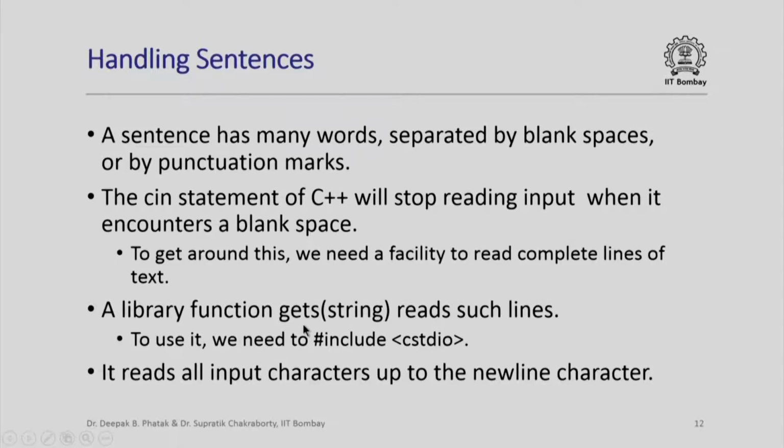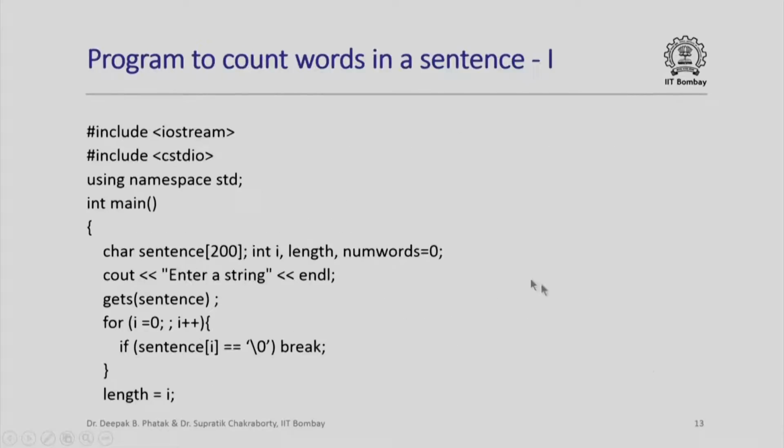When we use such a function gets, it will read an entire line up to the end of the line character that we type in. We must of course include another library called cstdio. This is nothing but our stdio or standard input output stream kind of library, except it is a C style library, so it is called cstdio. This function will read all input characters up to the new line character. However, the new line character itself, when it is encountered, will be replaced internally in the array string by a \0.